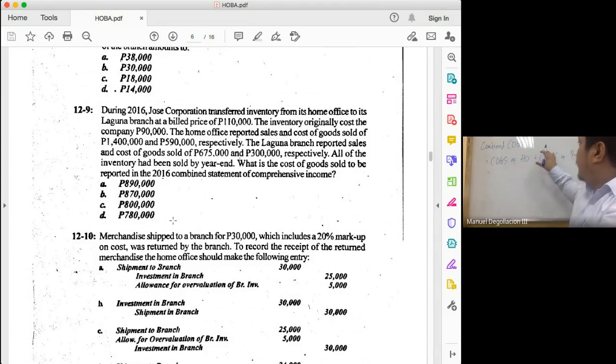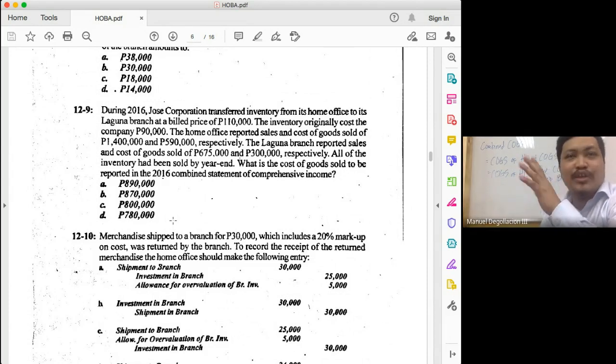So alternatively, class, supposedly this would be enough: if there are no markups on the shipment, cost of goods sold of the home office plus the cost of goods sold of the branch. Okay, but the problem is, we cannot use this one because this is not based on true cost. So the combined cost of goods sold then is cost of goods sold in the home office plus the true cost of goods sold of the branch. When we say true cost of goods sold, it should be at cost already, not at the billed price, not at the valuation given by the home office, which includes a markup.